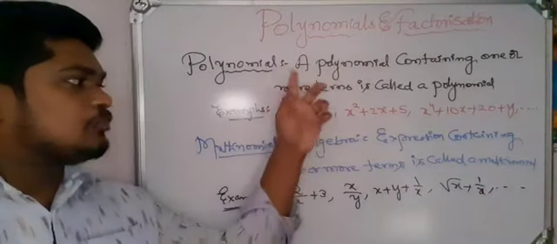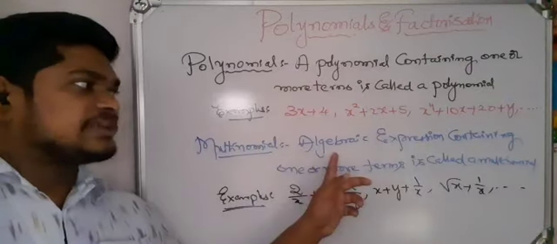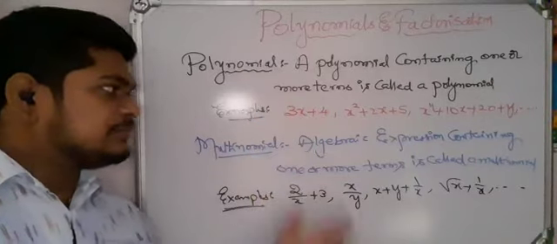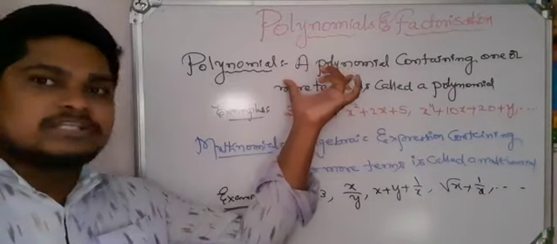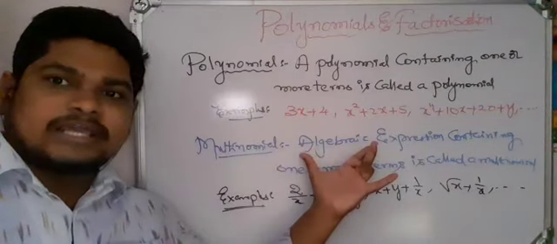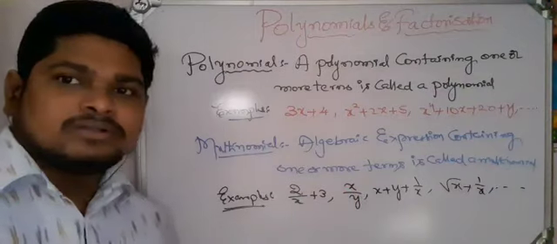Already I told about the polynomial and algebraic expression definitions. Every polynomial is an algebraic expression, but every algebraic expression need not be a polynomial. Why? Because for a polynomial we have a condition that the power should be a non-negative integer. There is no such condition here. We can take any power. That's why we are taking terms like 2 by x, x by y.